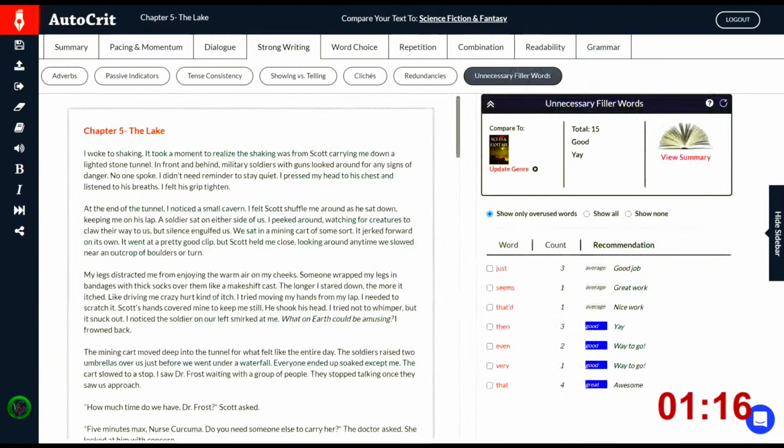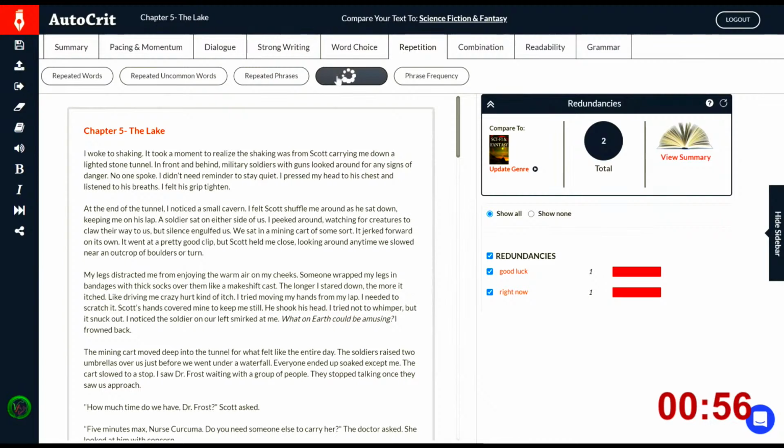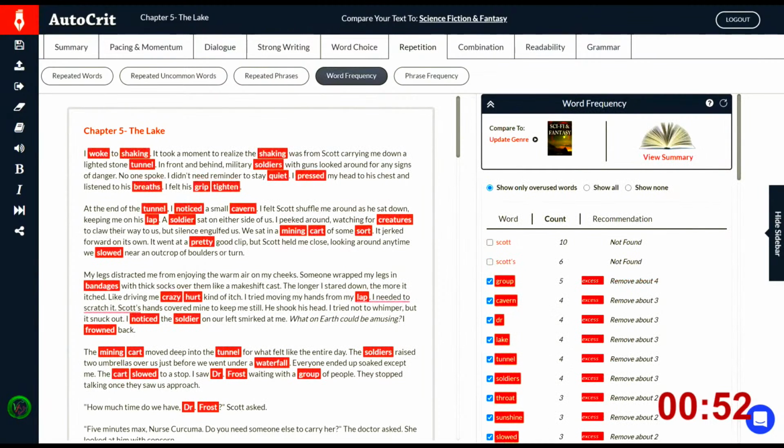Yep, so we are down to, looks good on our unnecessary words. I think I wanted to work on word choice now here. Okay. Yeah, this one is one I get lost in a lot. If I do nothing else, repetition is what I do.